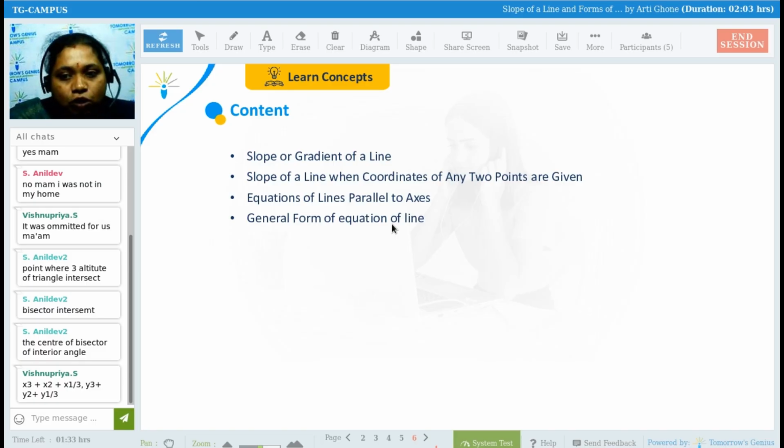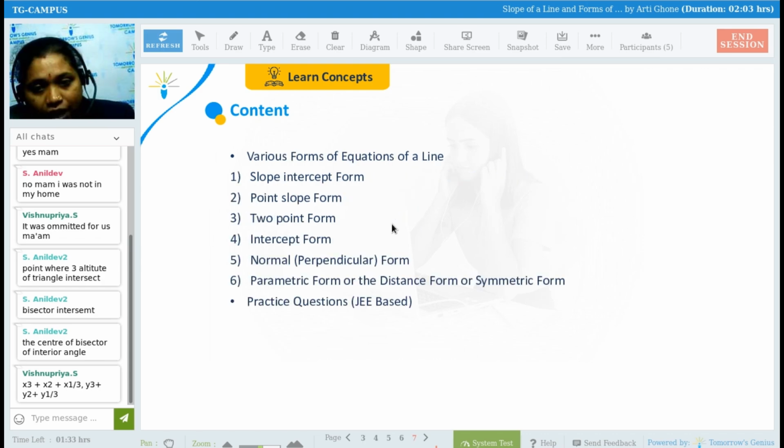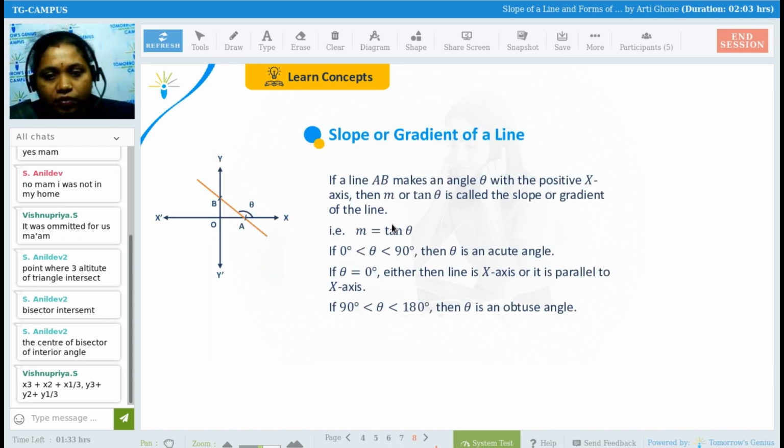Next is the slope of a line when coordinates are given, equations of lines parallel to the axis, the general form of the equation of a line, and various forms of the equation of a line. Under that we have to study the basic 6 forms of lines, and you have to be very clear about the forms. If you are provided with the slope and point only in the example, you have to use the slope-point form only. If you are provided with the angle, then you have to use the applicable parametric form only. Clear? So this is today's content. Now let's start.